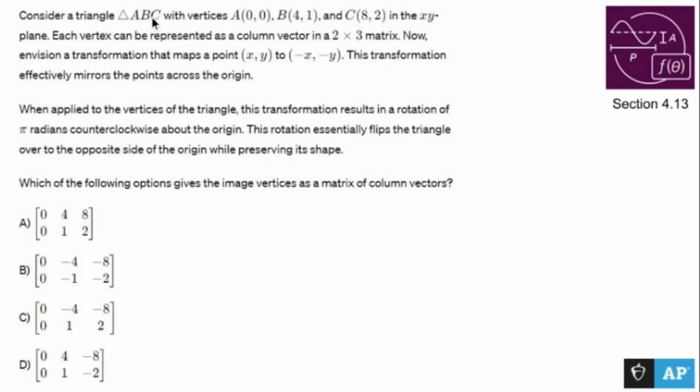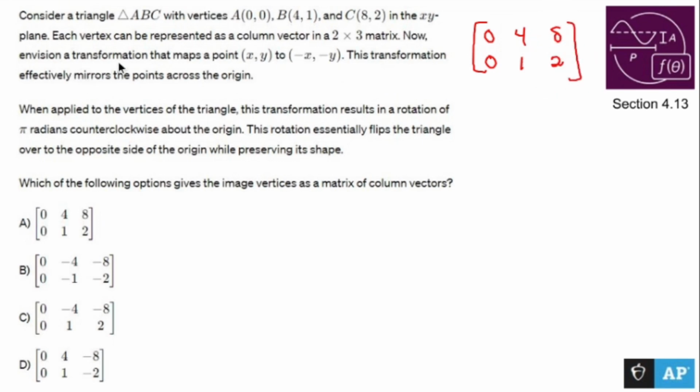Consider a triangle ABC with vertices (0, 0), (4, 1), and (8, 2) in the xy plane. Each vertex can be represented as a column vector in a 2 by 3 matrix. So if I wanted to, I can write that out right now as 0, 0, 4, 1, 8, 2.